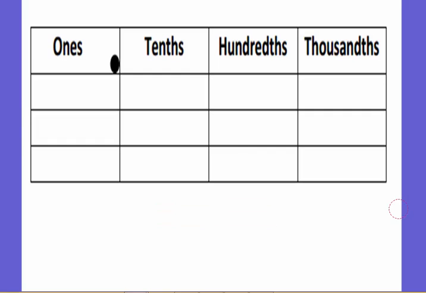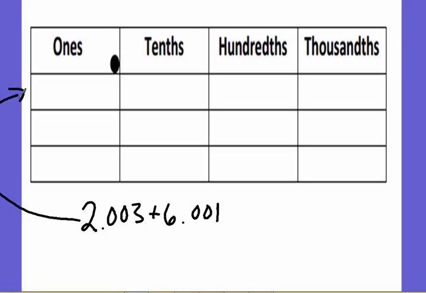Okay, and now we have 2 ones and 3 thousandths plus 6 ones and 1 thousandths. What's going to happen is I'm going to take this number, it's going to go on my first line. This number I'm going to model on my second line. So I have 2 ones, 1, 2, and 3 thousandths, 1, 2, 3. Here I have 6 ones, 1, 2, 3, 4, 5, 6, and 1 thousandths.